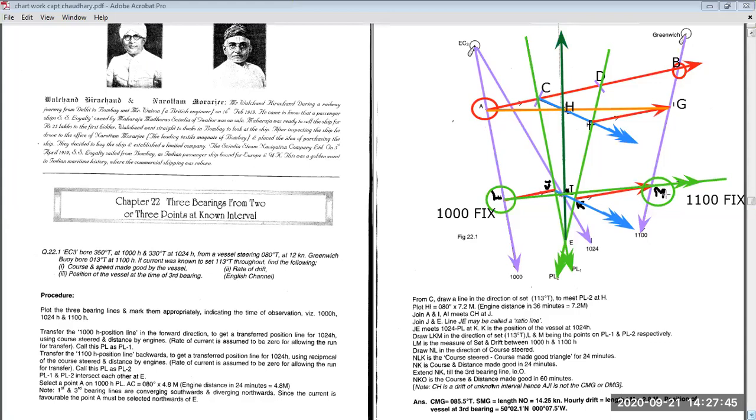Now from K and J, we have to plot the course to steer. After plotting the course to steer, from J, the first transferred PL, wherever it cuts the first PL, that is our point L, our 1000 fix, and from K, wherever it touches the third PL, that is point M, our 1100 fix. Then we join L to M, that is our course made good. We can measure the course made good, the speed made good, or the distance made good if it is not one hour.